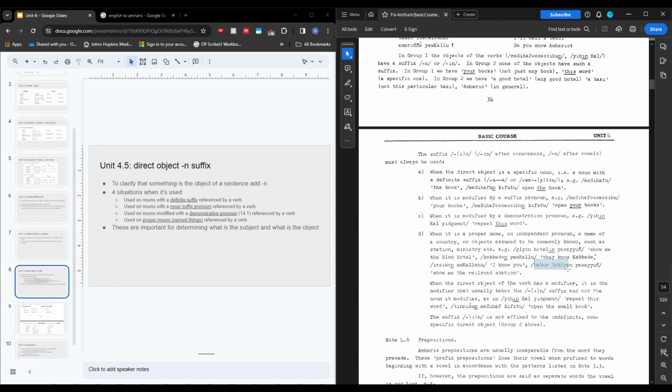Ba Bertabia is train station, and then Yasayun is another command word which we haven't exactly gone over yet, but show me the train station, show me the railroad station.